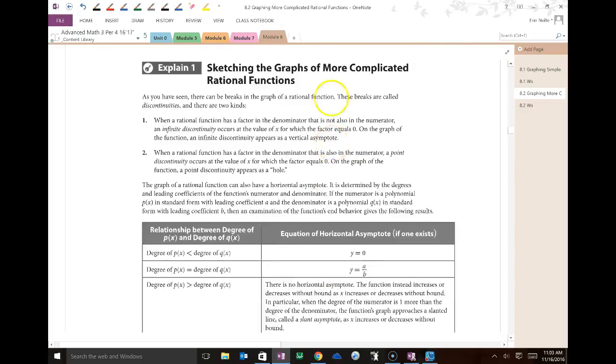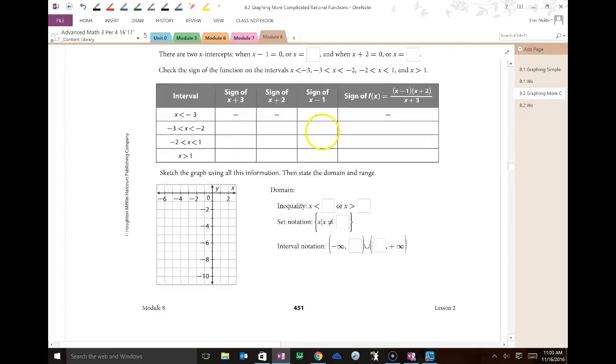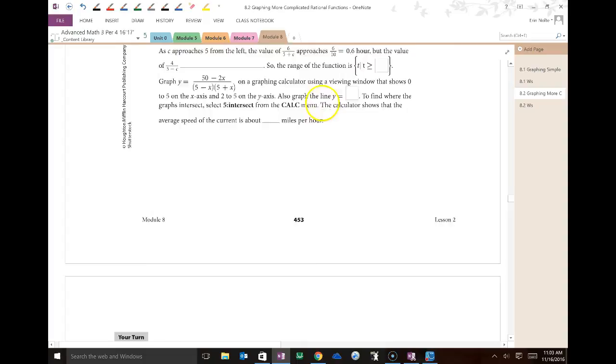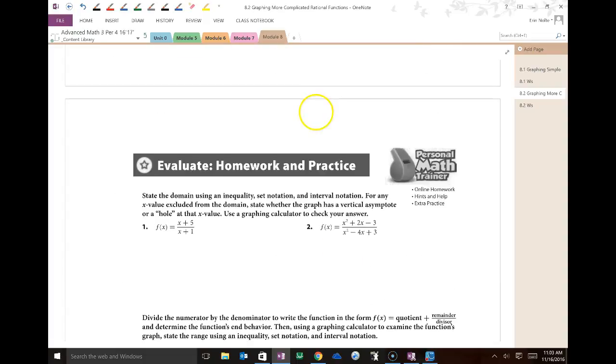All right, so blah blah blah. There's a lot of blah blah blah in this. Okay, here we go.